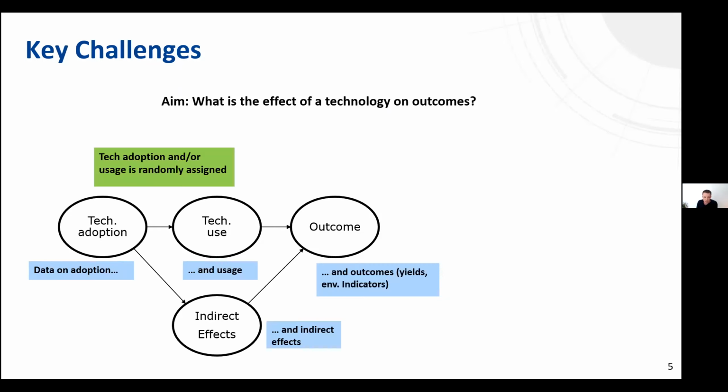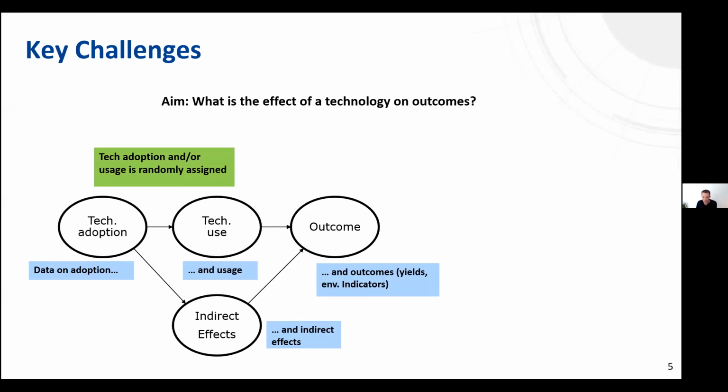So in an ideal world, if we wanted to answer that question, we would need to have data on all of these elements. And importantly, tech adoption and usage would need to be randomly assigned. So basically farmers would need to flip a coin to decide how they use and if they use the technology. That would be very similar to an experimental setting, and there would be no challenge at all. So we could simply answer that question quite straightforwardly.